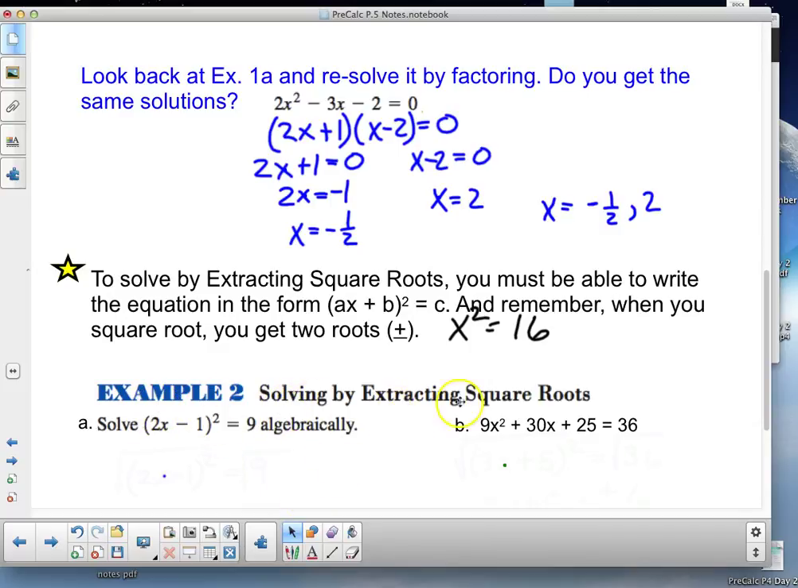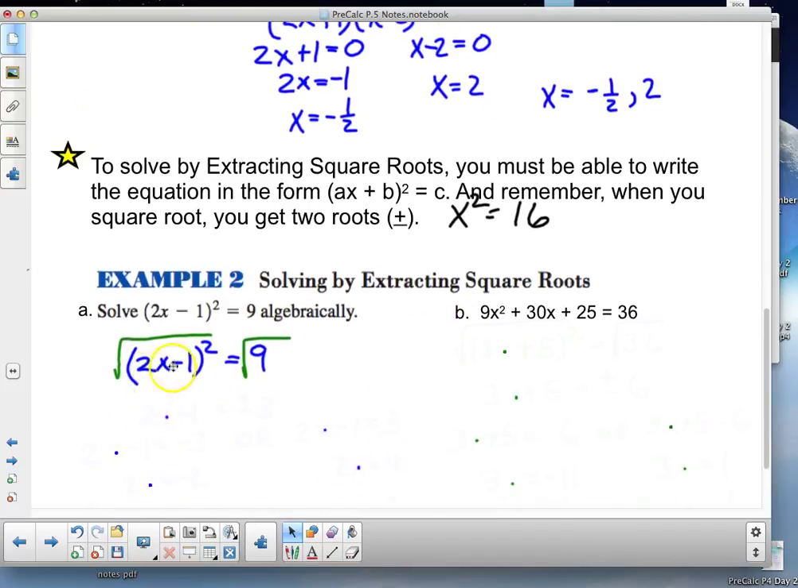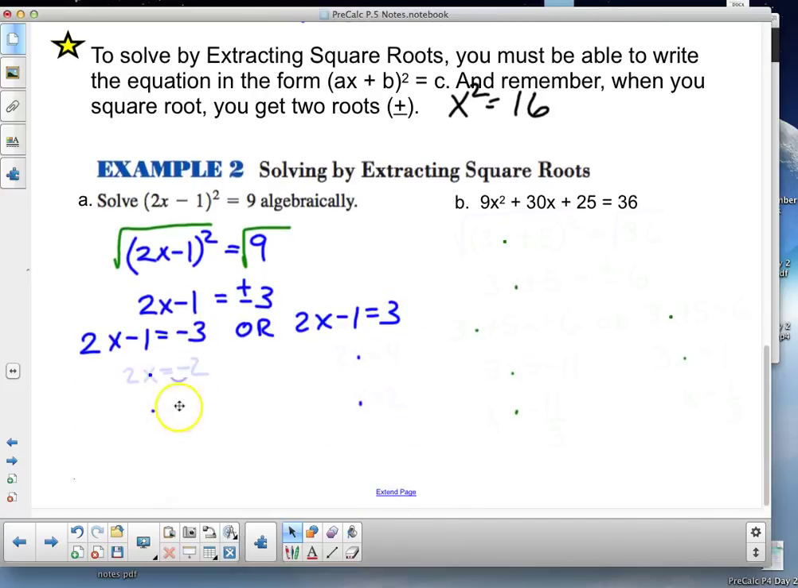So now our next one, solving by extracting square roots. I'm just going to take the square root of both sides here. In getting that done, I know 2x minus 1 is equal to -3 and +3. So I have two choices, and I have to work both. I have 2x minus 1 equals -3 or 2x minus 1 equals 3. Those are my two options. I add 1 and divide by 2. I get x is equal to -1 as one of my solutions, and x is equal to 2 as the other.